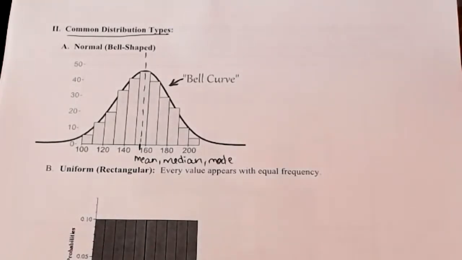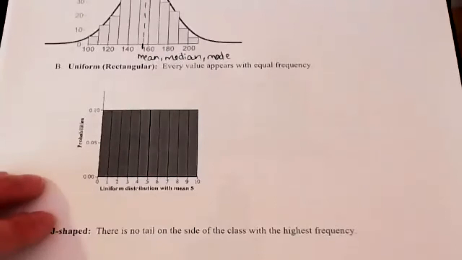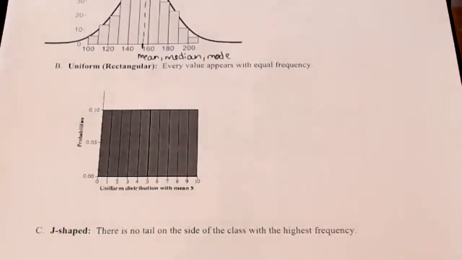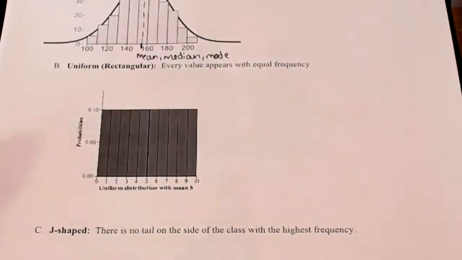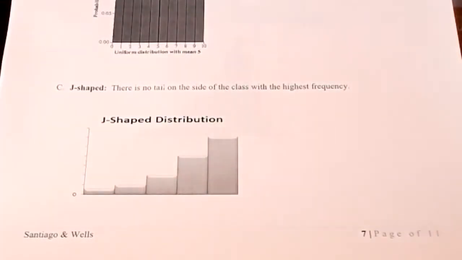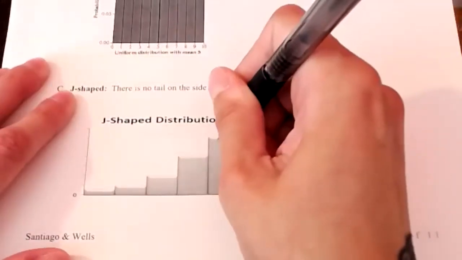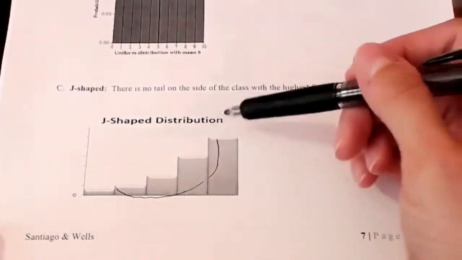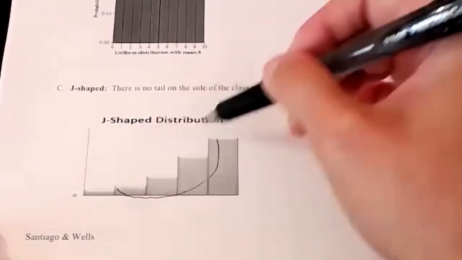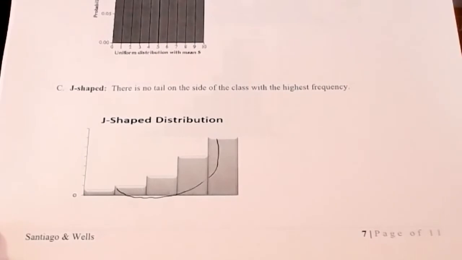So that's normal. Next, we have a uniform distribution. Notice that your probabilities are exactly identical for each of your values. That's rectangular or uniform distribution. You have something called J-shaped. There is no tail on the side of the class with the highest frequency. So I'm going to draw over this, and hopefully this isn't distracting, but think of this as a J, okay? Where the highest frequency has no values to the right of it. So you have this perfect J-shaped distribution here.